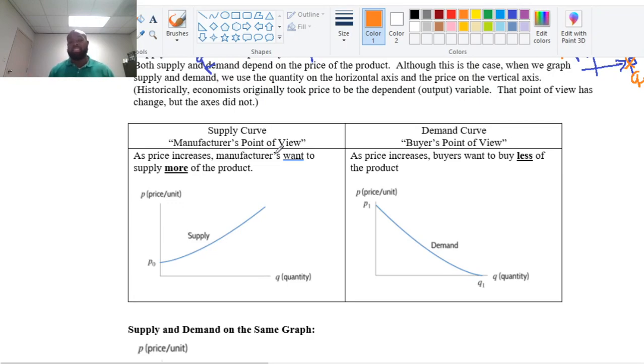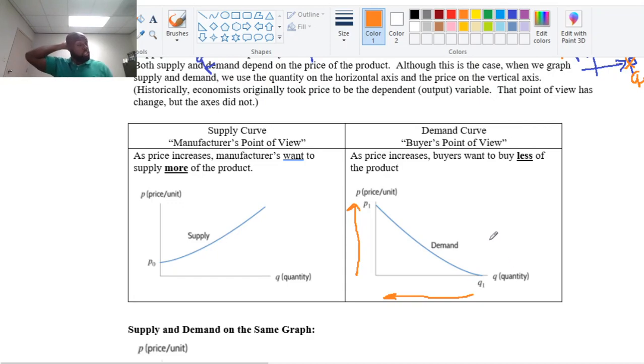All right. The opposite happens with demand. As price increases, buyers want to buy less of a product, right? Now it looks weird here. Price is on this axis. Price increasing is going this way. Quantity actually decreases, it goes this way. And if you look at the graph, it's a decreasing function. It's kind of an opposite relationship.